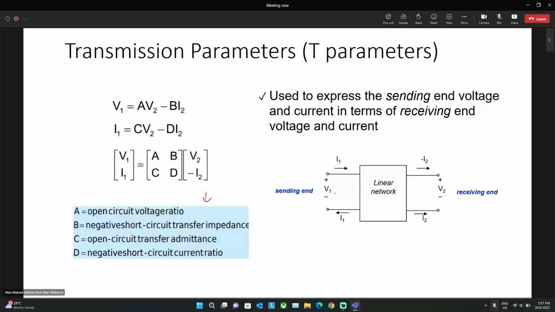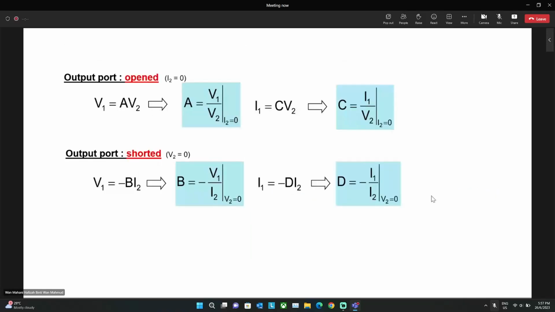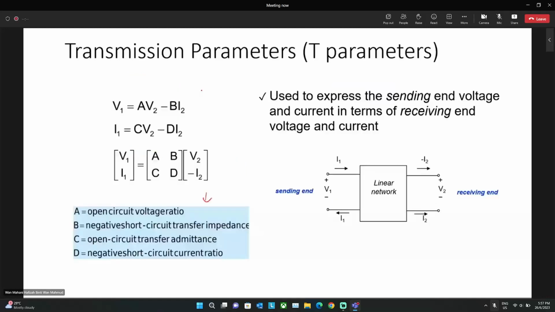This is how you can calculate A, B, C and D based on the original equations as well. To get A and C, basically you want I2 to cancel out. The way to cancel out I2 is to open circuit at the output port.